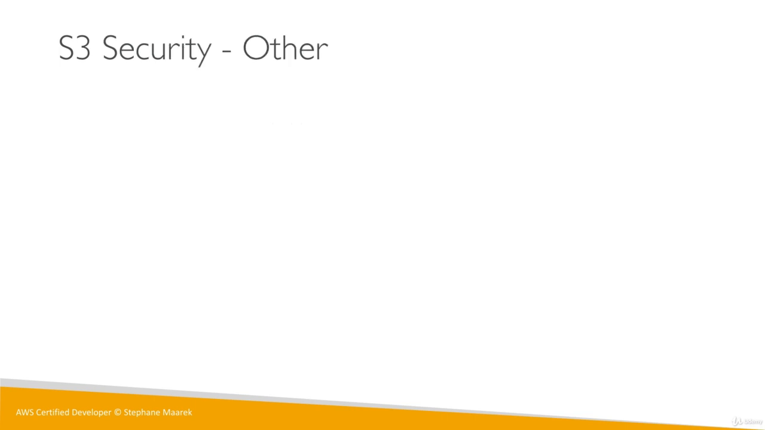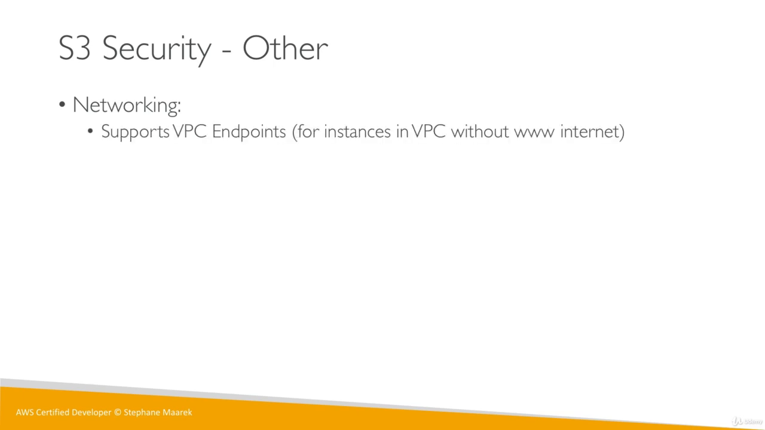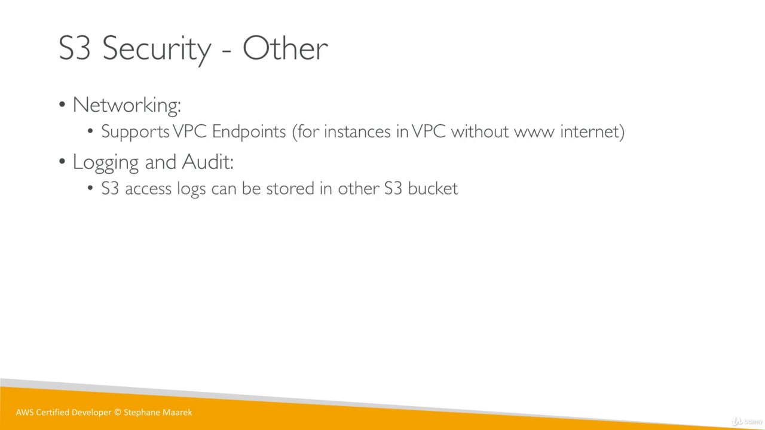Other things you should know about S3 security that can come up in the exam. Number 1 is about networking. S3 supports something called VPC endpoints. That means that your instances in your VPC that don't have internet access can talk to S3 directly through the internal network. There's also logging and audit features. You can have S3 access logs and store them in another S3 bucket. Something you should not do is store your access logs in the same bucket being logged, because otherwise there'll be recursion and the access logs will skyrocket and you'll end up with 50 or 100 gigabytes of files.